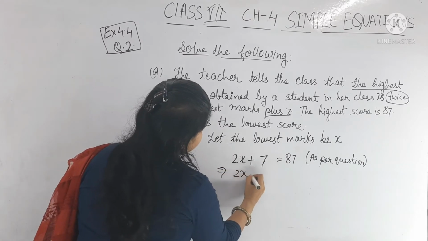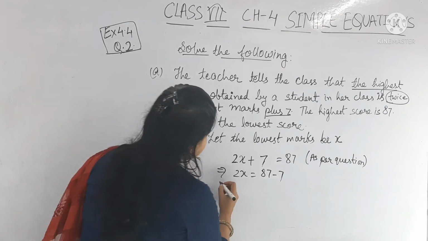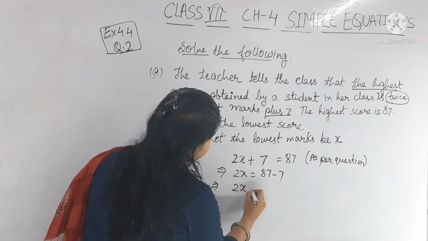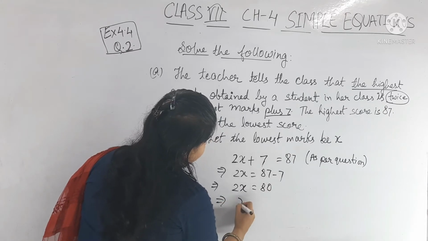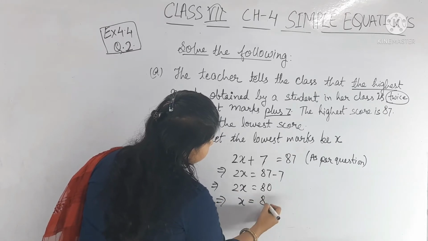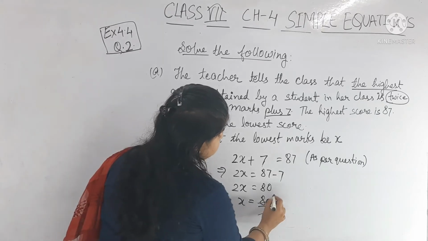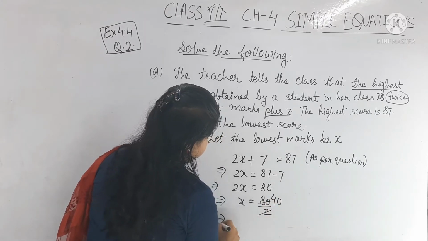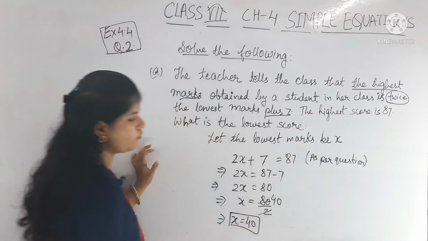Here I am getting 87 minus 7. I am using the transposing method. So 87 minus 7 is 80. X equal to, this 2 will come in the denominator, so 2 40s are 80. So the lowest marks is 40, x equal to 40.